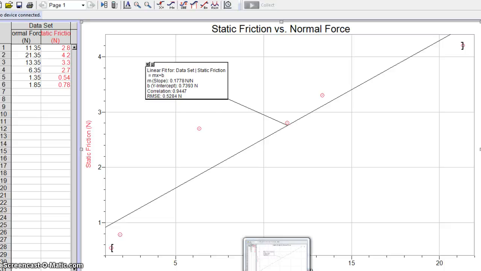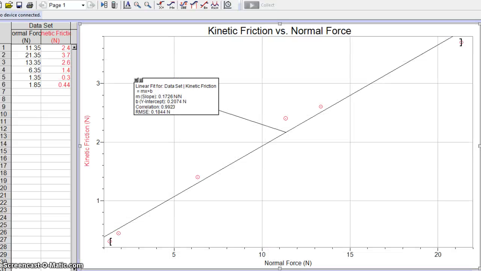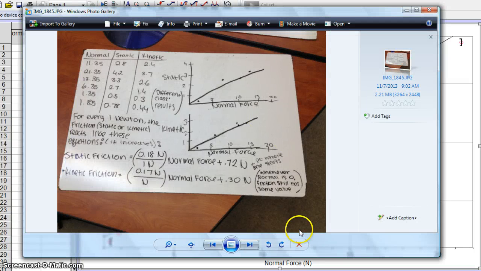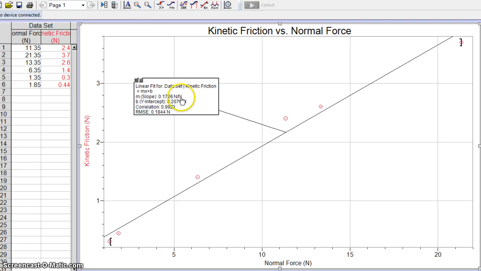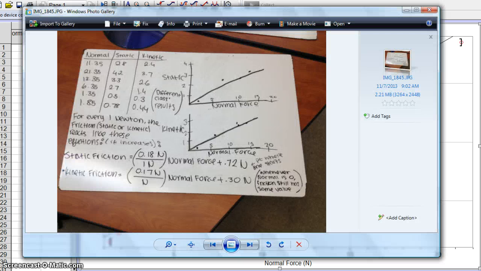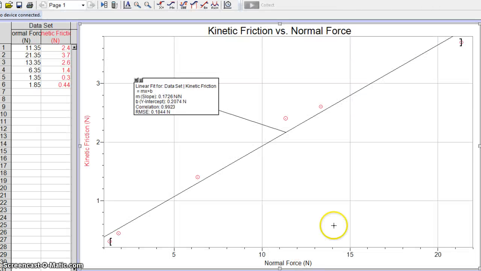And this is my data. This one is the Jomanas data, and this one's my data. It's showing 0.1778 newtons per newton with a y-intercept of 0.7393, and right here 0.726 newtons per newton with 0.2074 newtons. It's the same data, although a couple of numbers are missing, but oh well.